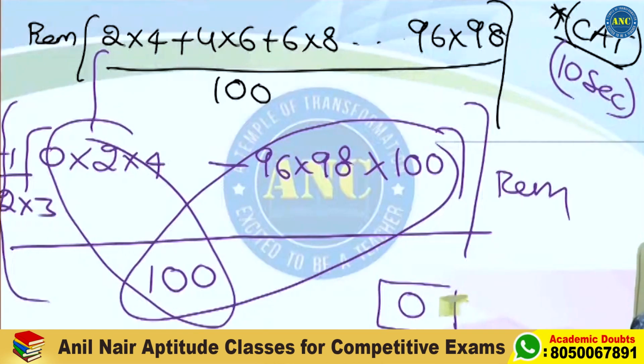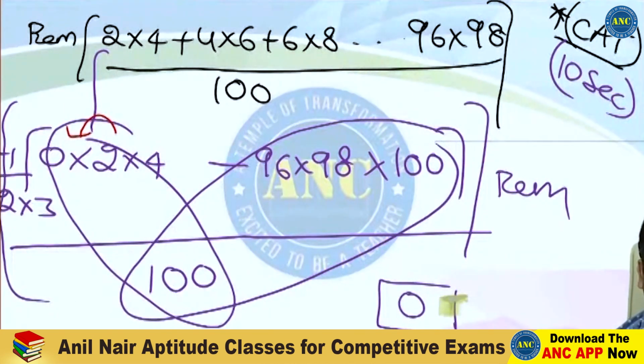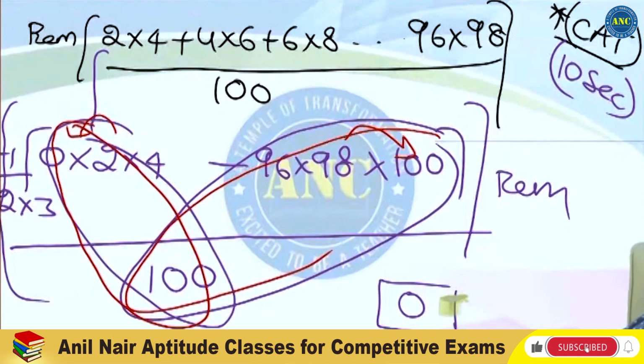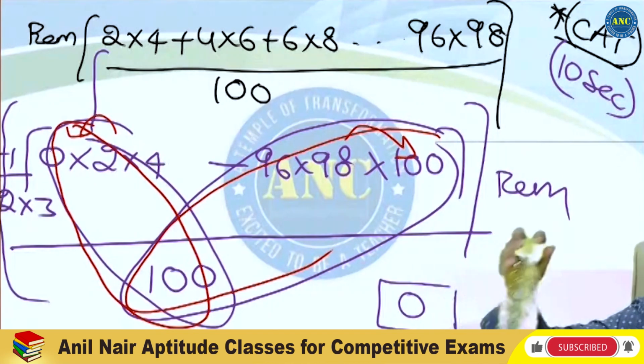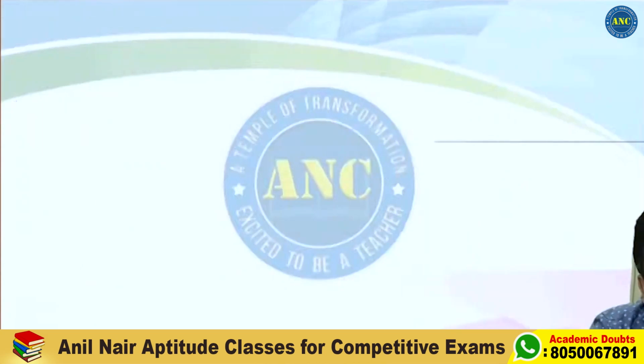In the numerator strip we know 2 into 4, 4 into 6, 96 into 98. Two numerical values became three numerical values. 2 before, 2 after. 0 by 100 is 0. 100 into any number divided by 100 is 0. Idea clear? Please write down concept number 3.